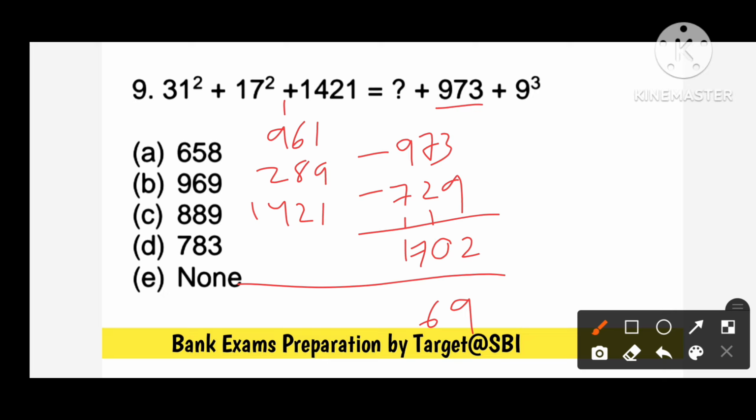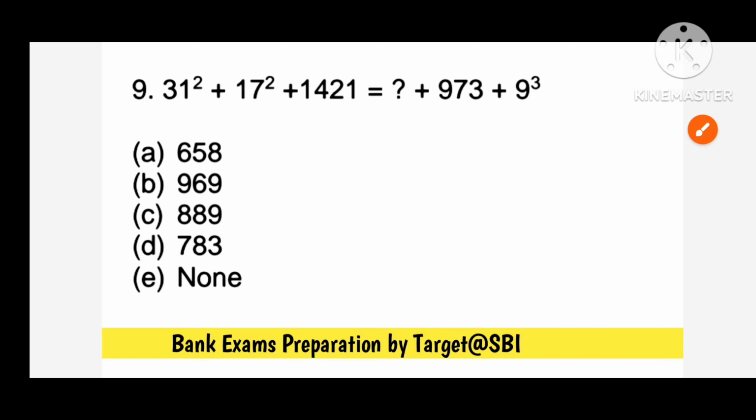We need to eliminate 7. We are left with 9. So 969 is the answer. So option B is the answer for this one. Next, question number 10.